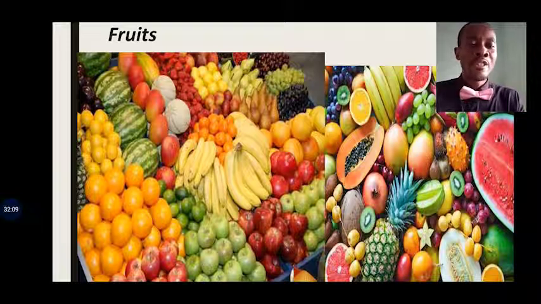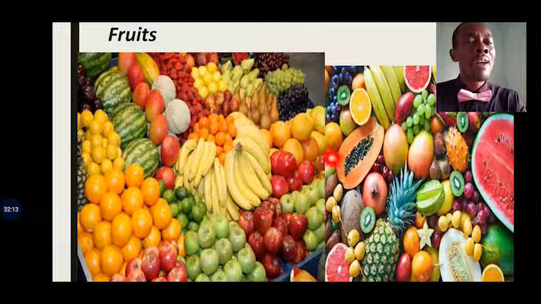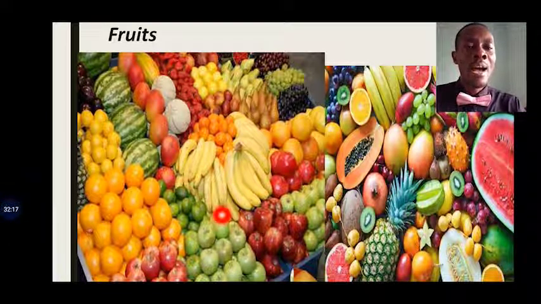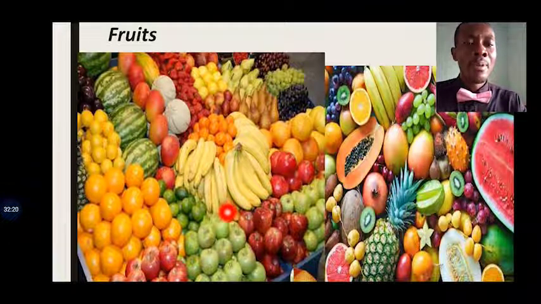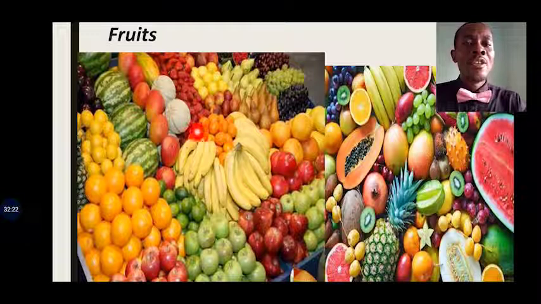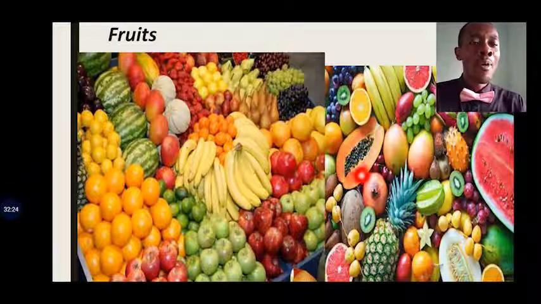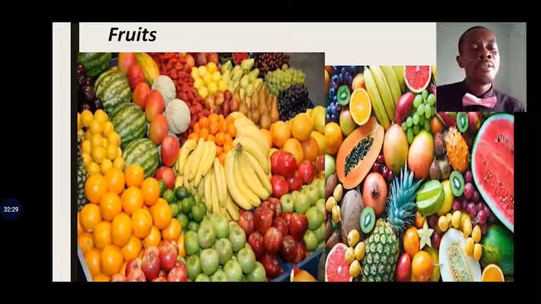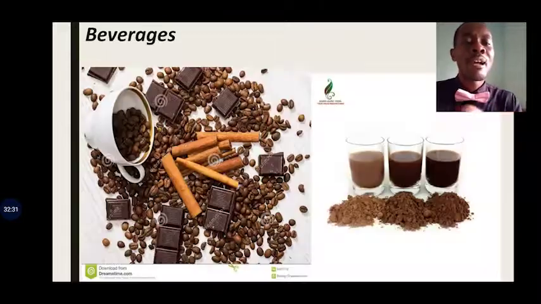So as you can see on your screen, these fruits are filled with a lot of vitamins and mineral salts. You can see your banana, your orange, your apple, all right? You can see your apple down here. Then you have your melon, your banana, your pawpaw, your mango, and some of them your berries, your pineapple. All of them make up what is known as fruits in agricultural classification.